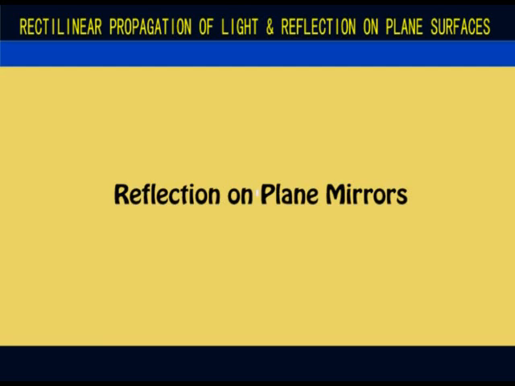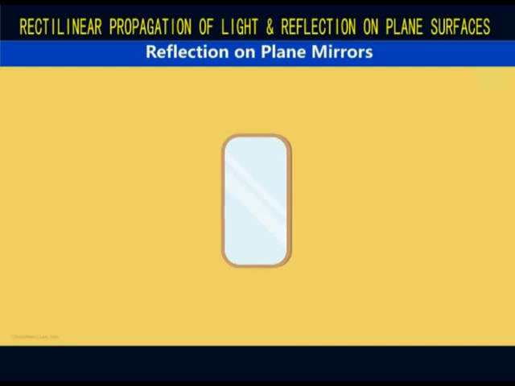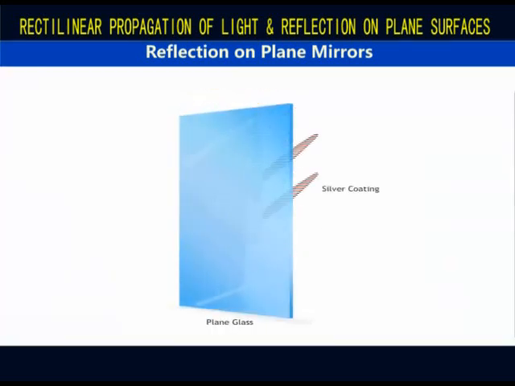Reflection on plane mirrors. A mirror is a smooth reflecting surface which forms images by regular reflection. Mirrors can be plane or curved, but here we will talk about plane mirrors. These mirrors are constructed by coating silver on one side so that the other side can reflect smoothly.